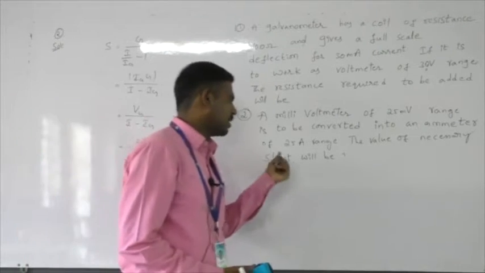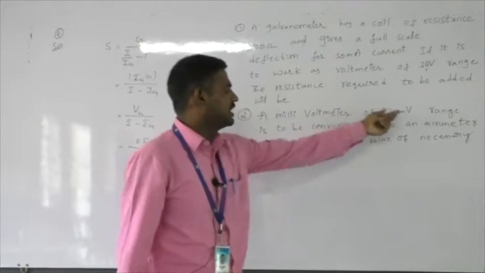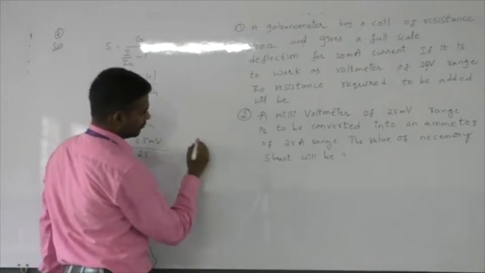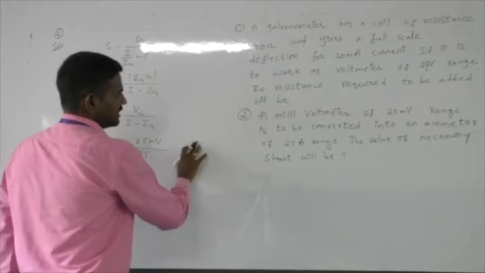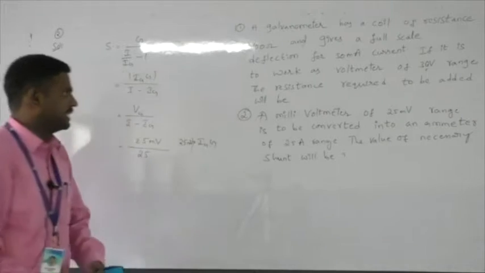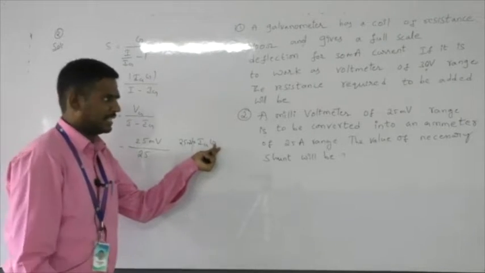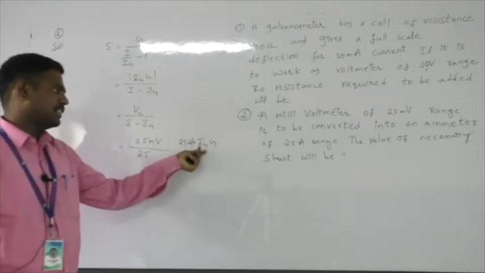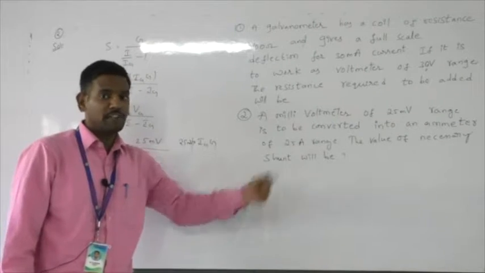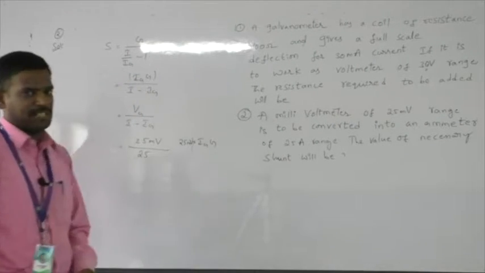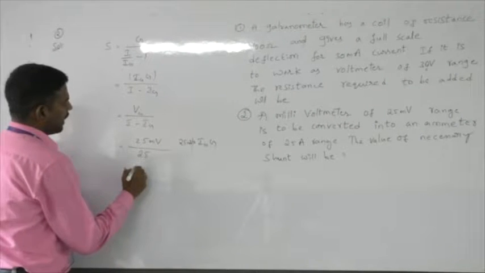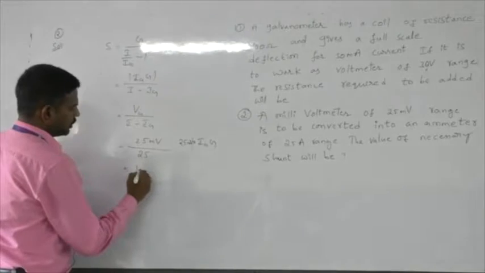How can I say it is very small? The millivolt range is Ig into capital G, which is 25 millivolt. See, the value of G must always be greater than 10 or 15, so Ig value will be very small. It is in milliamperes, which is very small compared to 25 amperes. Therefore, we will ignore this Ig. Hence, what we can write: 25 millivolt divided by 25 amperes, which is going to be 1.